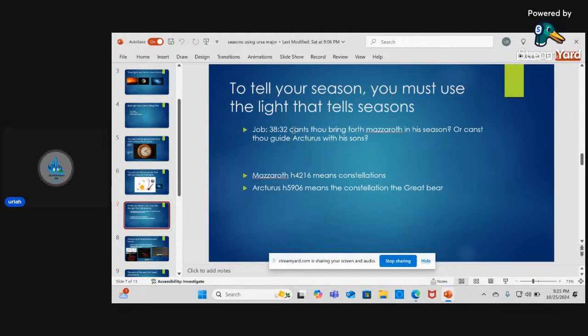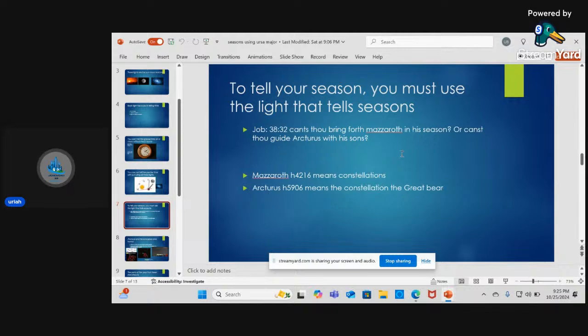Now, the book of Job, the 38th chapter, the 32nd verse, says, "Canst thou bring forth Mazzaroth in his season, or canst thou guide Arcturus and his sons?" Now, what this scripture is illustrating is that Mazzaroth, which is H4216, means constellation. So it's particularly talking about, canst thou bring forth the constellations in their season, right?